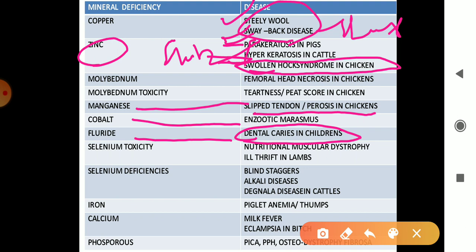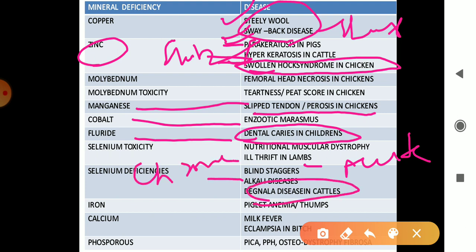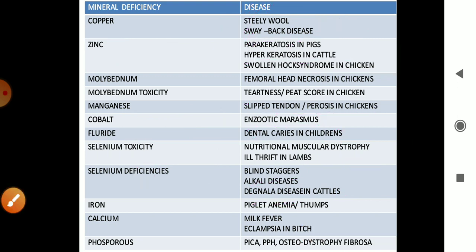Selenium toxicity causes nutritional muscular dystrophy and ill thrift in lambs. Selenium deficiency causes blind staggers, and alkali disease is very important. Blind staggers arises due to acute poisoning. Alkali disease causes chronic poisoning, and this causes Degnala disease in cattle, with dry gangrene of the face, tail, and hoofs. Degnala disease is found generally in Punjab and Haryana states.